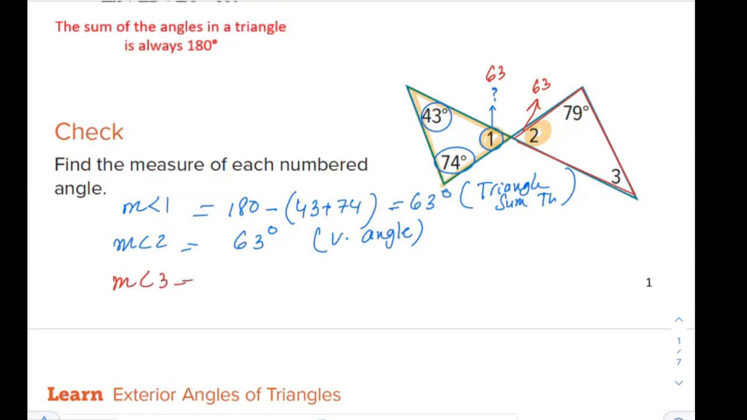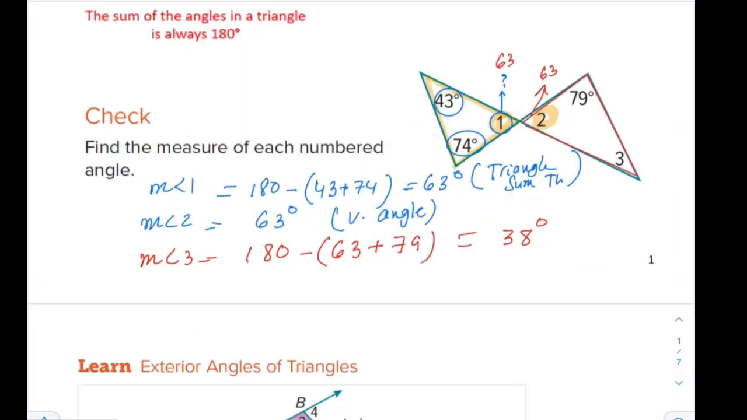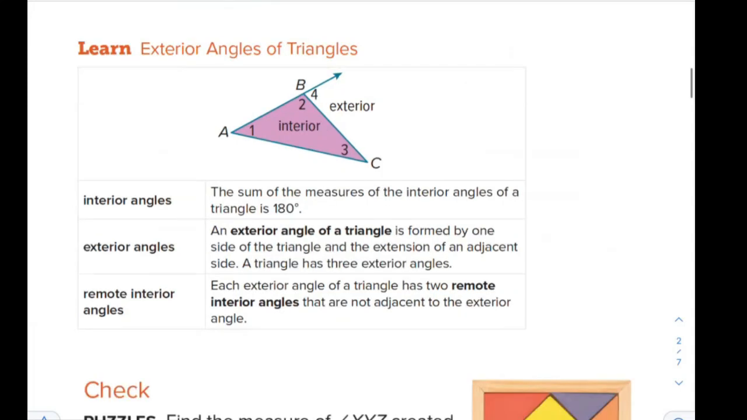Same thing, we will add angle 2, 63, plus angle 79 degrees and subtract the sum from 180. So 63 plus 79, and then we will subtract them from 180. The answer is 38 degrees. So we applied two theorems here: the vertical angle theorem and the triangle sum theorem. Let's see here the exterior angle of the triangle.